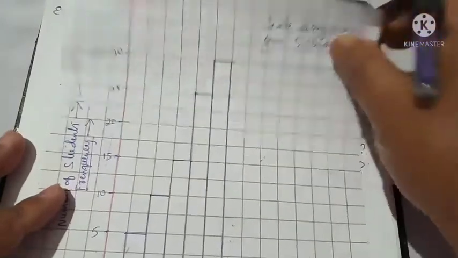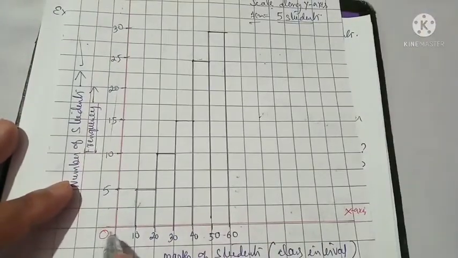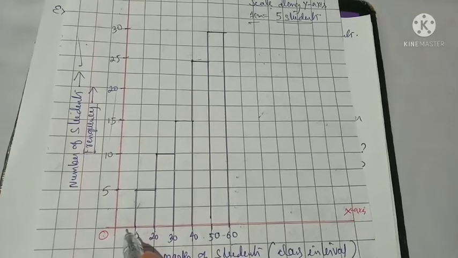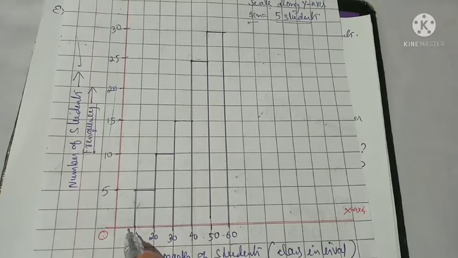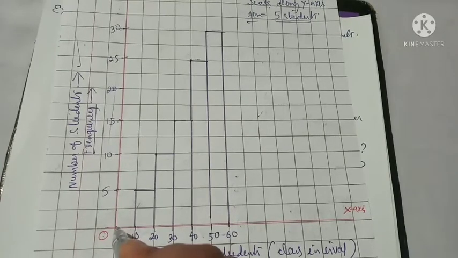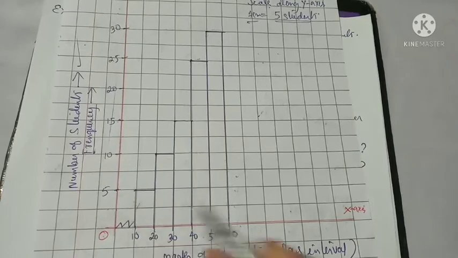Here, from 0 to 10 there is no data, because the distance between 0 and 10 is not shown completely, so we have to put a zigzag mark here. Understand?